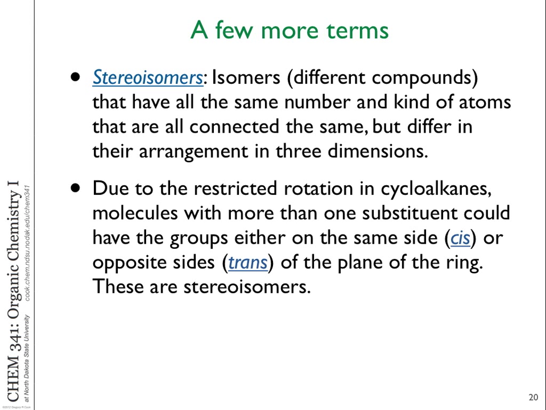So next time we're going to talk much more in detail about cis and trans isomers, which is what we refer to for these types of structures. And we'll look at how the cyclohexane conformations are affected by those cis and trans stereoisomers.